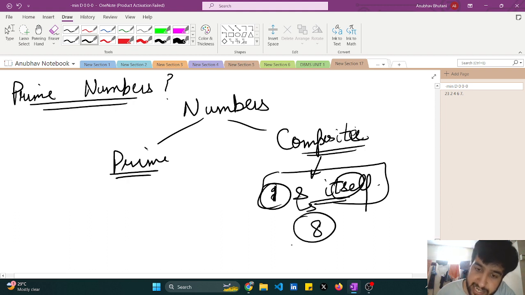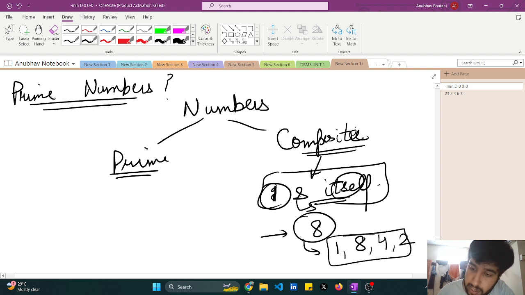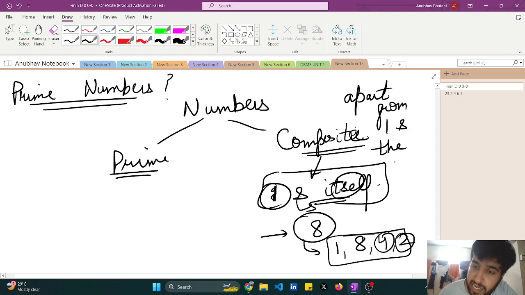For example, if I take 8, 8 is divisible by 1 and 8, but it is also divisible by 4 and 2. So the number which has many factors apart from 1 and the number itself is known as a composite number.